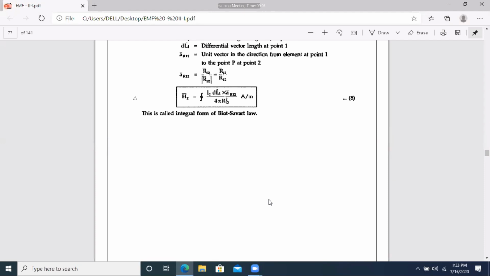An infinitely long, straight, filamentary current I along the Z axis.